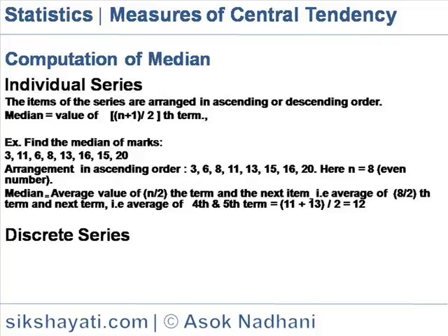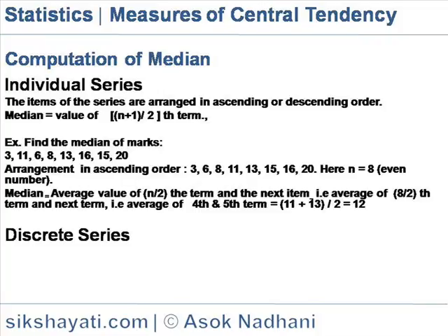Discrete series. Discrete series contains a discrete variable. A discrete variable refers to characteristics which cannot be expressed in fractions. For example, the number of persons in a room; the number of persons cannot be a fraction, while a continuous variable is like the weight or height of a person.